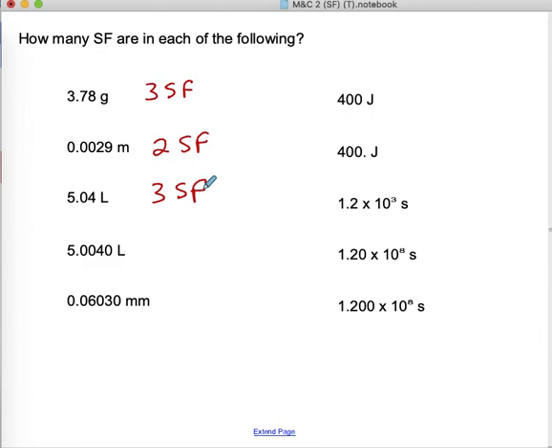But if I measure 5.0040 liters, I've got 2 captive zeros that are clearly significant. The trailing 0 at the end, because there's a decimal point in the number, it becomes significant, so this measurement actually has 5 sig figs. 0.06030 millimeters, look, all sorts of zeros. The leading zeros are not significant, but the captive 0 is, and the trailing 0 is significant because there is a decimal point, so this measurement has 4 significant figures.